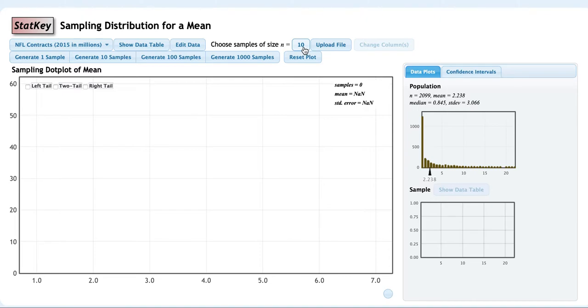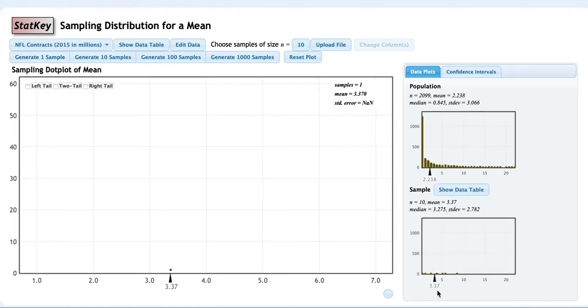So what we're going to do is take samples. Let's start with size 10. We find the average of a sample. The average is 3.37, and we graph the average. Let's take another sample of size 10. The average is 2.223, and we graph it. And we're going to repeat that over and over.